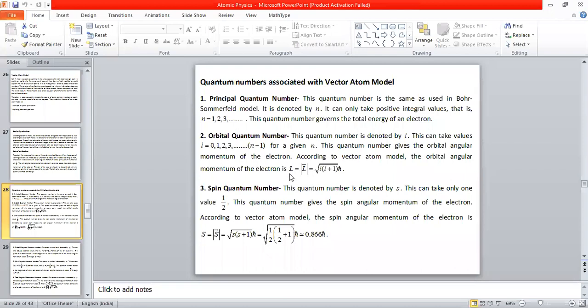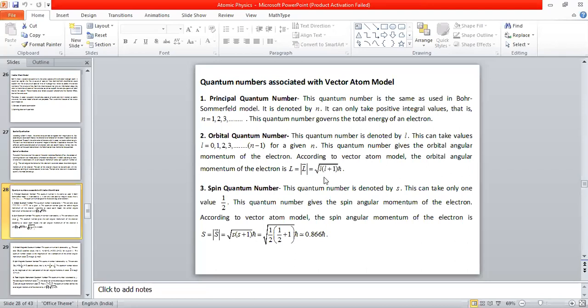The value of L, the magnitude of orbital angular momentum, can be found out by this expression: square root of L into L plus 1, times h cross, where h cross is nothing but h by 2 pi. h cross is not inside the square root, it is outside the square root, be careful. Inside the square root it is L into L plus 1. So if you know the orbital quantum number L value, substitute it into square root of L into L plus 1.